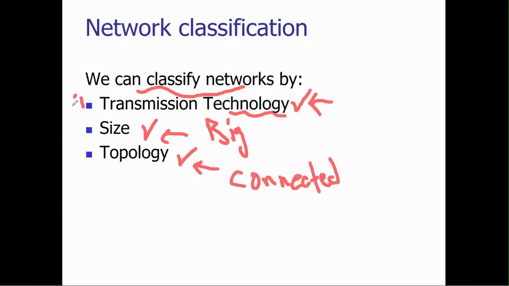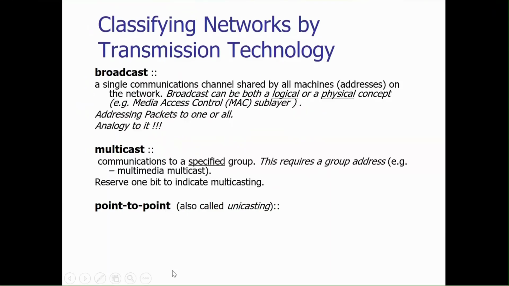Transmission technology. We have three different kinds: broadcast, multicast, or unicast. One more time, broadcast, as you would expect, is one to all. I'm broadcasting, like I'm talking to all of you now. I'm broadcasting my message. When I type on the chat to all, that's broadcasting. When I type to one of you, that's unicasting. So broadcast is one sending to all.